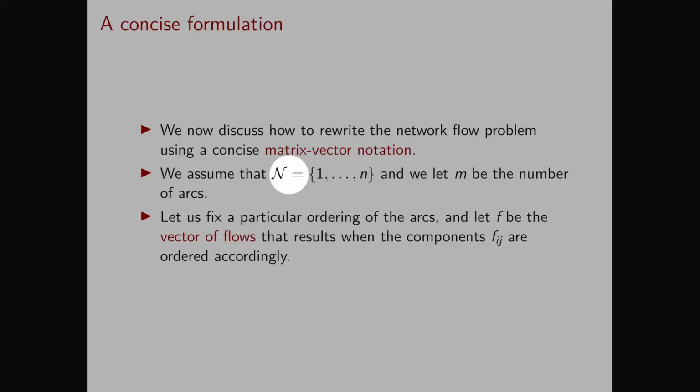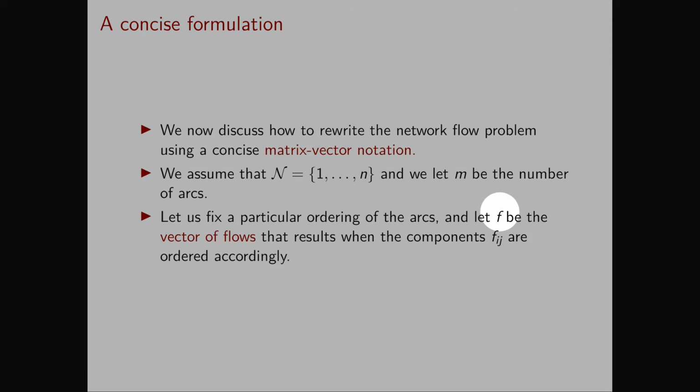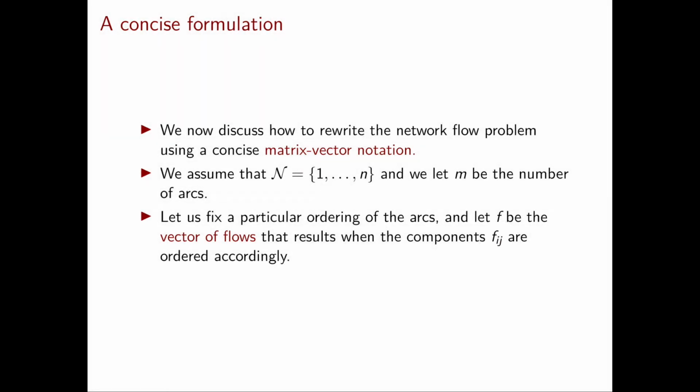Next, we're going to see how we can formulate concisely our network flow problem by using incidence matrices of directed graphs. As we will always do, we assume that our set of nodes is the set 1, 2, 3, until n. Furthermore, the number of arcs will be m. Now we want to obtain a vector f that contains all the flows of the arcs f_ij. Of course, to do that, we need to fix a particular ordering of the arcs, so that we know which arc corresponds to the first component, which one to the second, and so on and so forth.